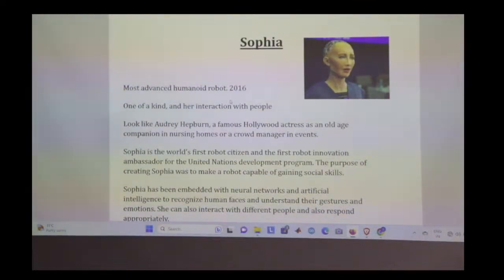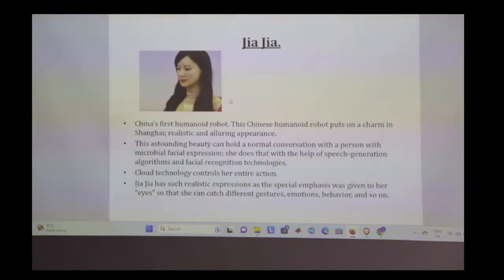The purpose of creating Sophia was to make a robot capable of gaining social skills. Sophia has been embedded with a neural network and artificial intelligence to recognize human faces and understand their gestures and emotions, as I told you earlier. She can also interact with different people and respond appropriately. This is somewhat similar to what I told you about the earlier one. In case of response, they are supported.